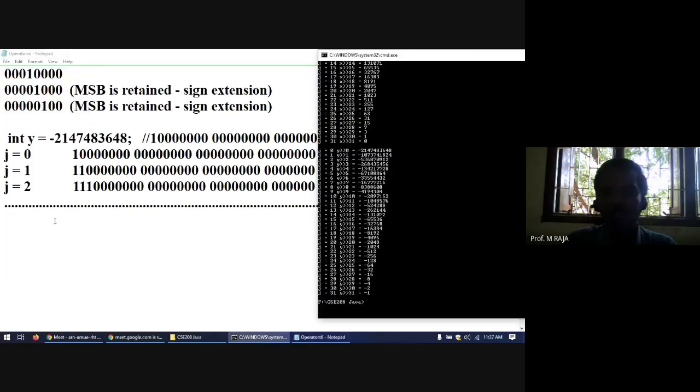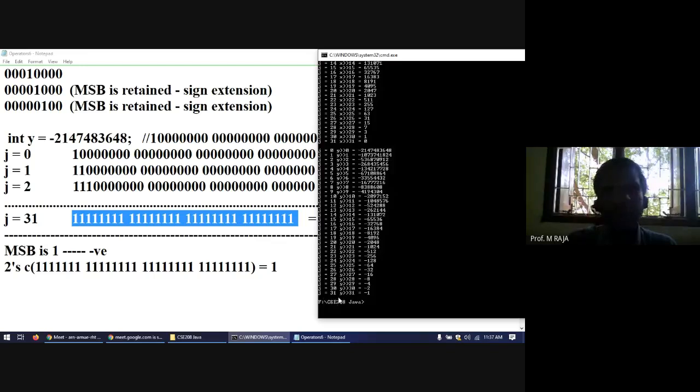So check the result here. j is equal to 31. We have printed a value y greater than 31. The value becomes minus 1.